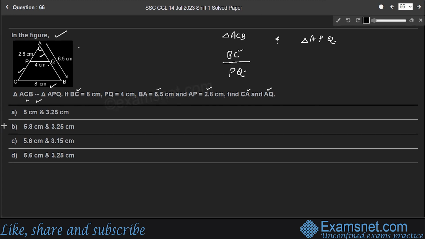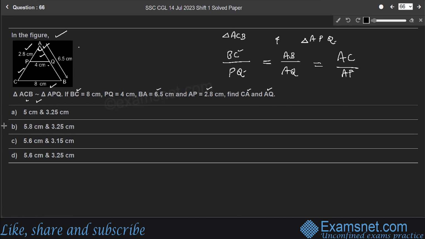Since A is a common angle between ACB and APQ, its opposite sides are BC and PQ respectively, and their ratio BC by PQ is equal to the other side of triangle ACB, which is AB, by the corresponding side of triangle APQ, which is AQ. AB by AQ is equal to the remaining side of ABC, AC, by the corresponding side of APQ, which is AP.